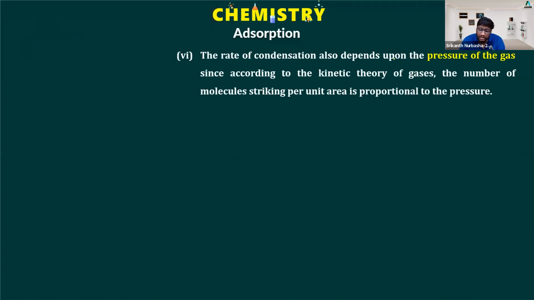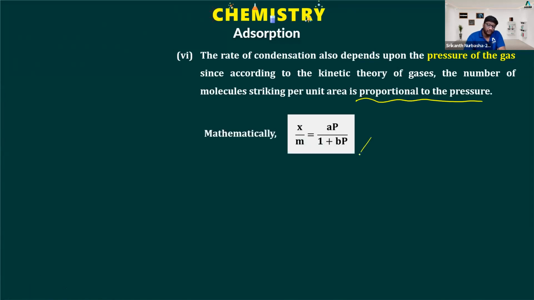The rate of condensation also depends upon the pressure of the gas, since according to the kinetic theory of gases, the number of molecules striking per unit area is directly proportional to pressure. If you are applying more pressure from the top, then more adsorption will occur. Rate of adsorption will depend upon the pressure of the gas. The more the pressure, the more molecules hitting the surface, so more will be the adsorption.